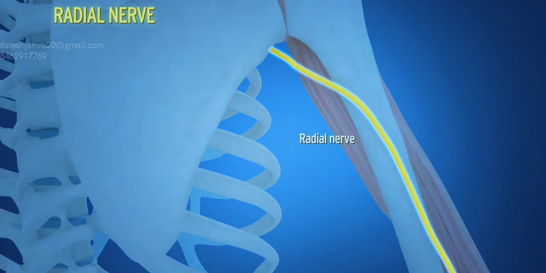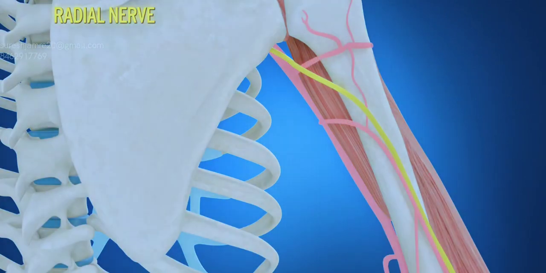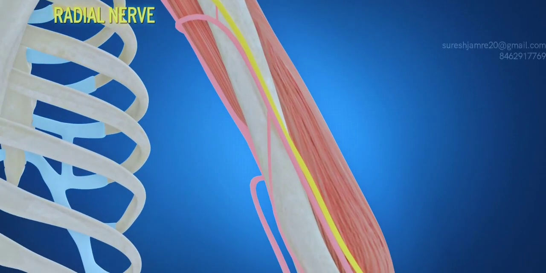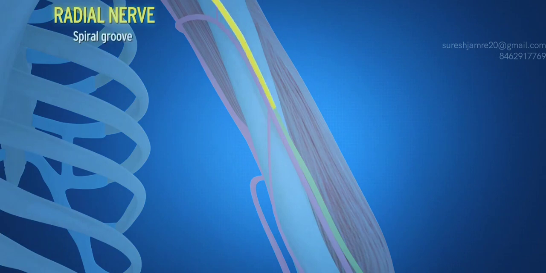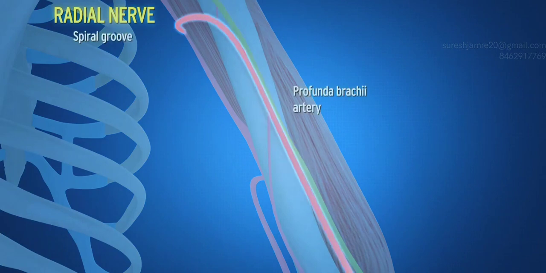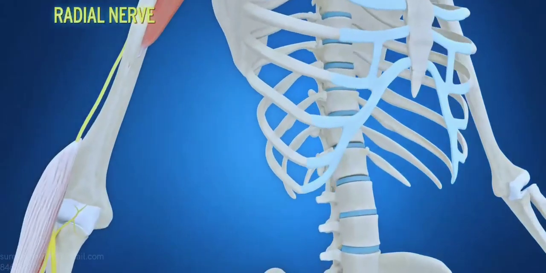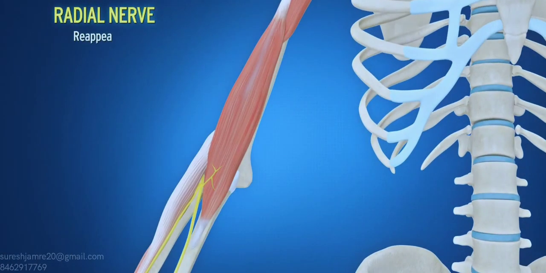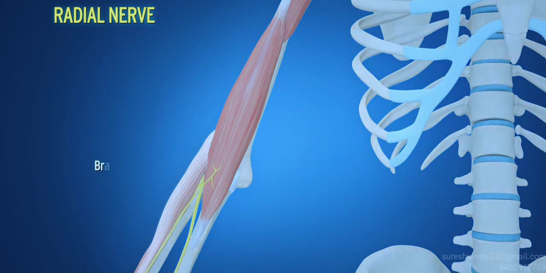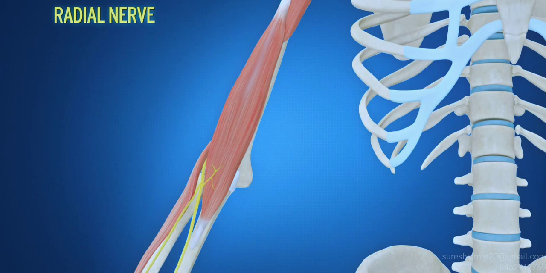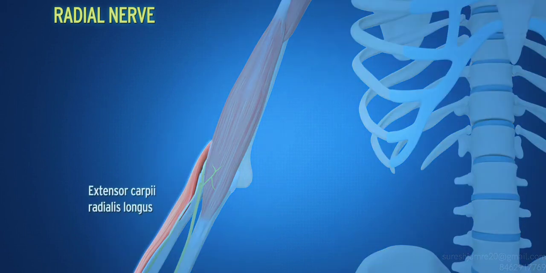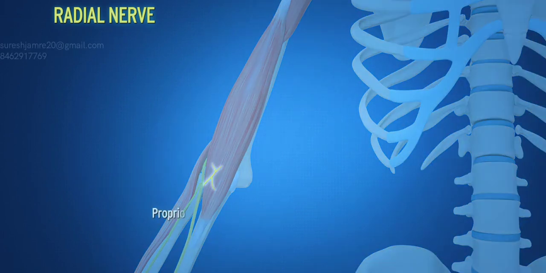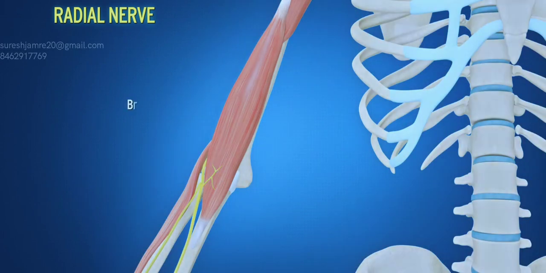Radial nerve. Radial nerve lies posterior to the brachial artery. It leaves the artery by entering the spinal groove along with the profunda brachii artery. The nerve makes a reappearance in the lower part of anterior compartment where it lies between brachialis and brachioradialis and extensor carpi radialis longus. It gives proprioceptive branches to the brachialis muscle.